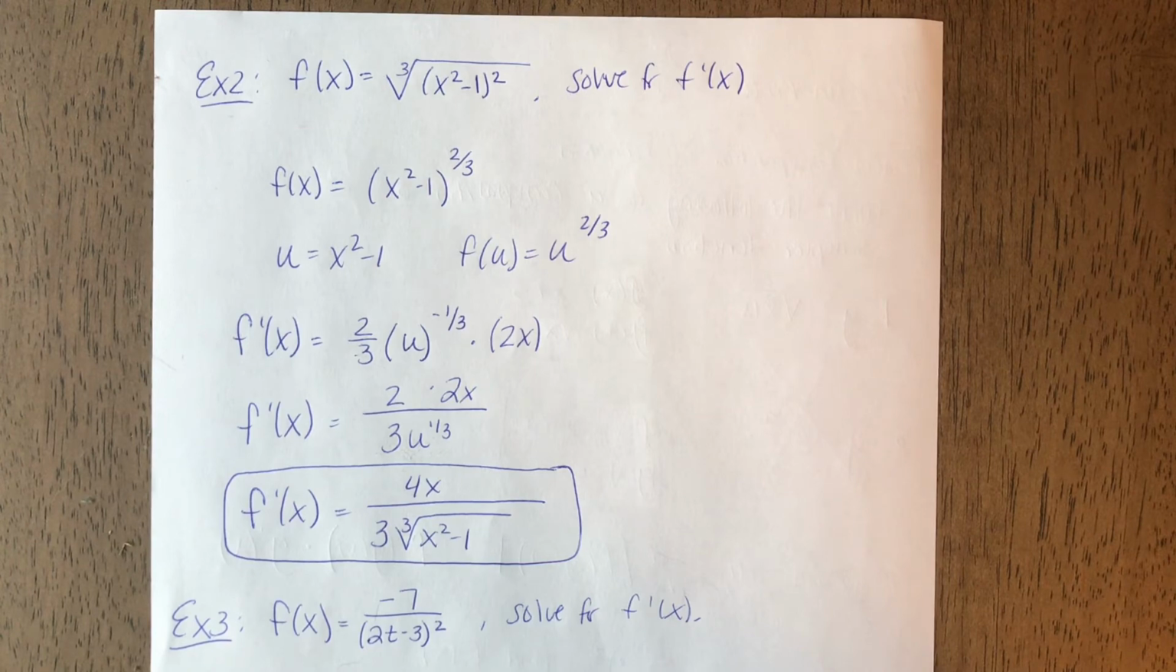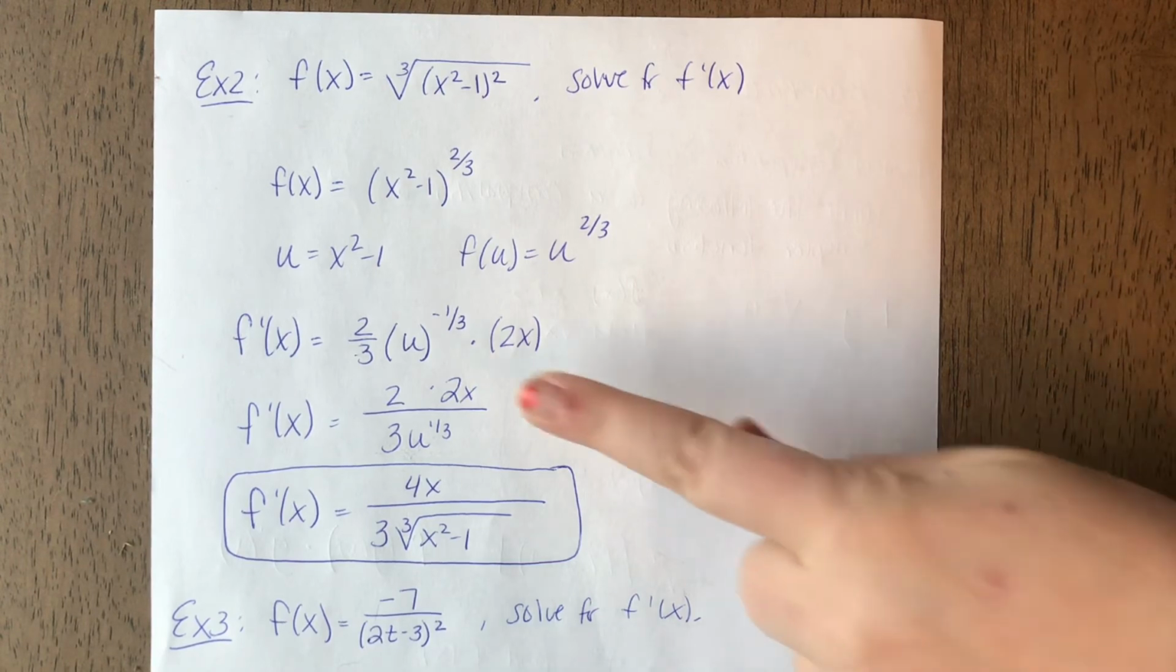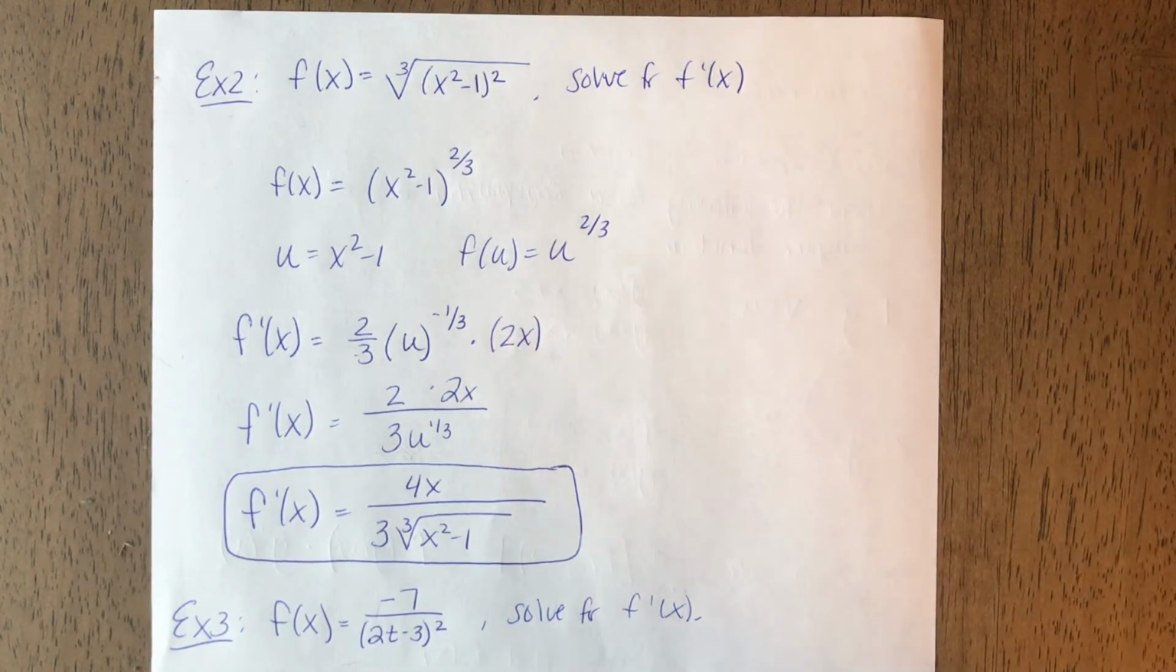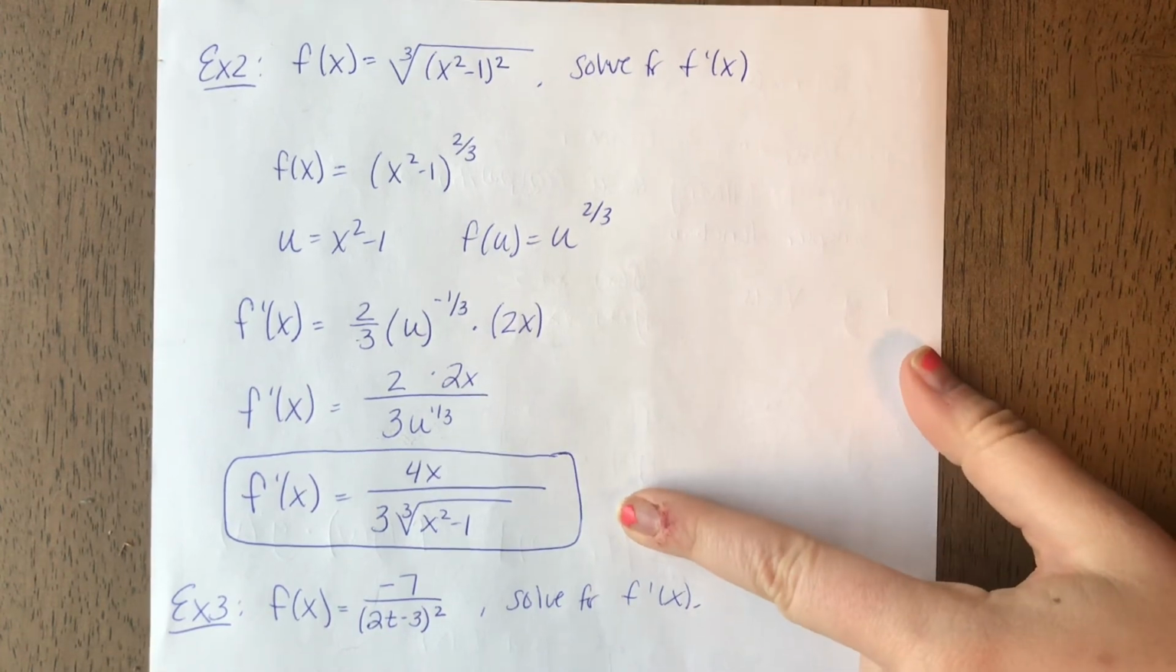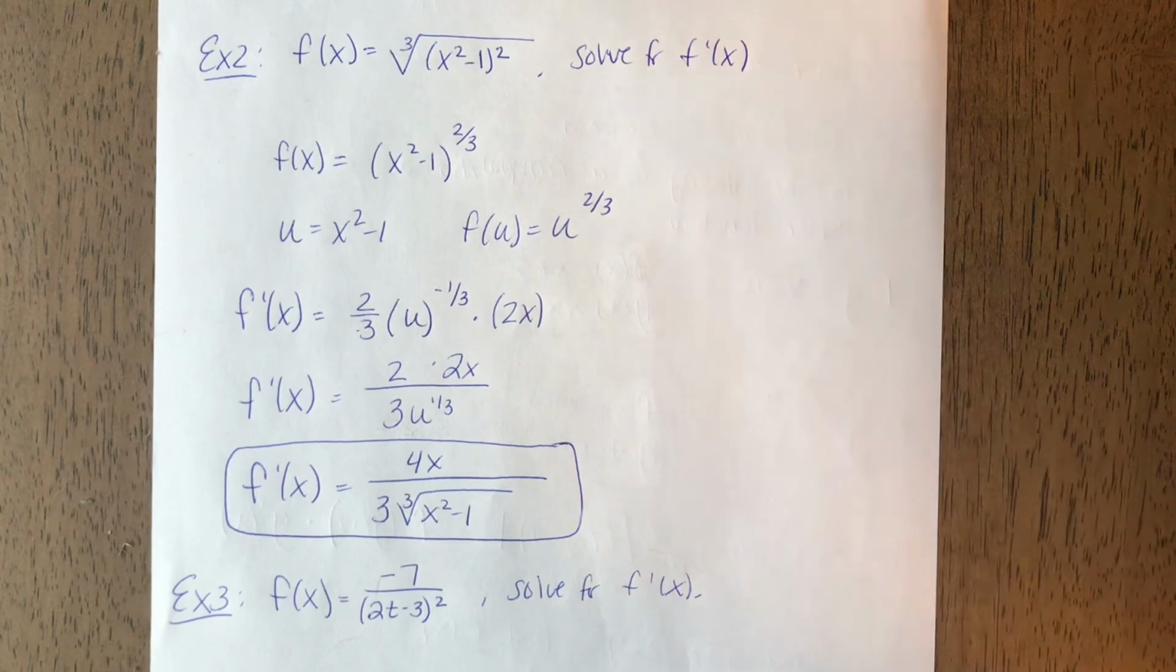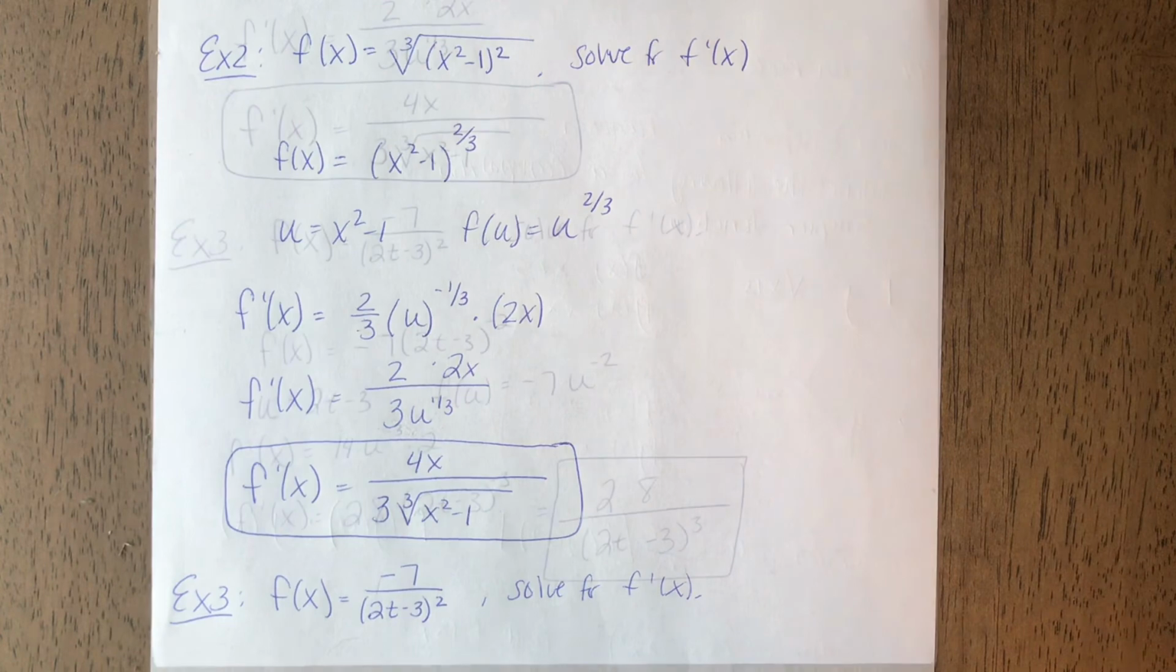I'm then going to do the substitution. And then remember, we can never leave negative exponents, so I put it into the denominator, did the substitution and changed it back to a radical: 4x over 3 times the cube root of x squared minus 1.